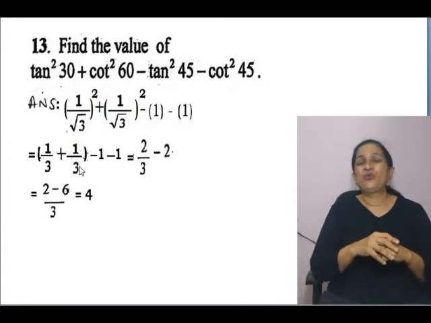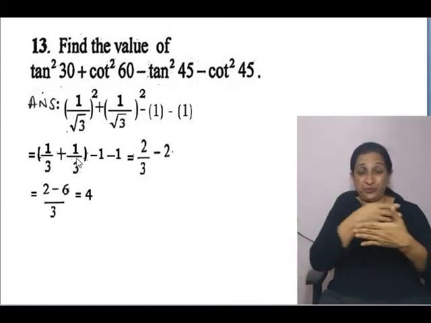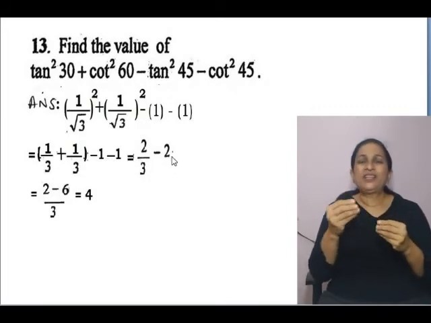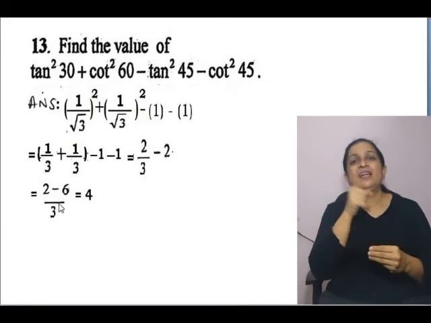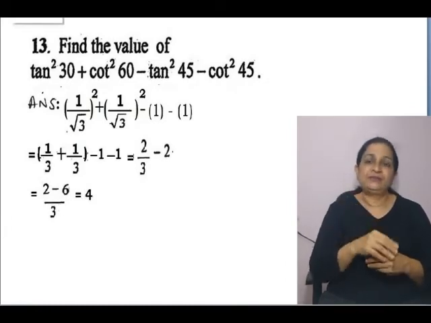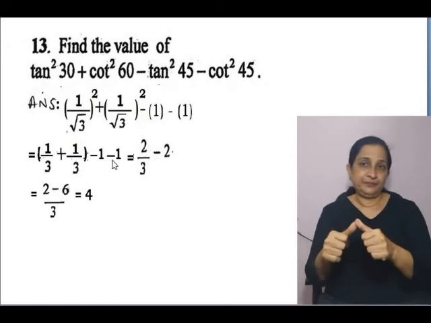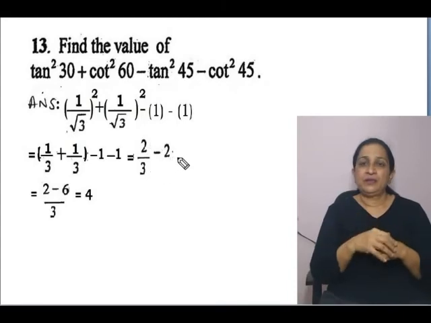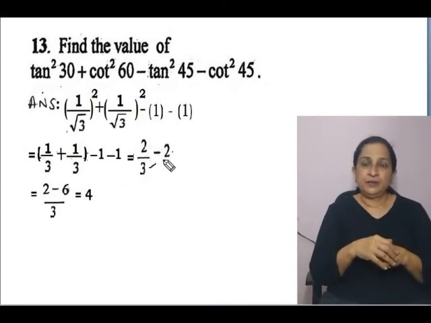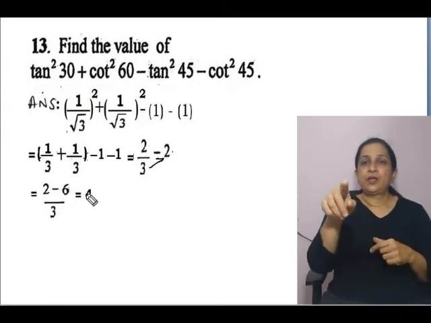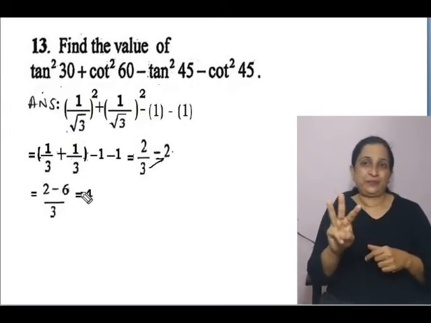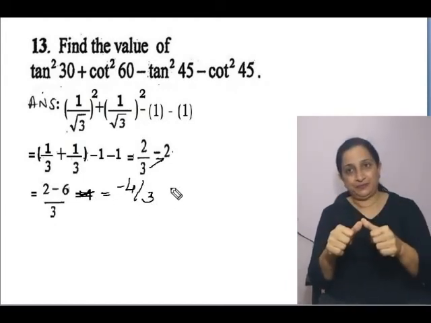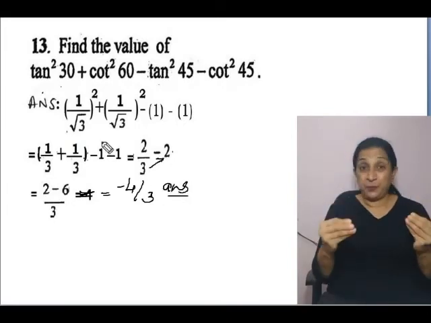so it becomes 1 over 3 plus 1 over 3, and then minus 1 minus 1, that is 2 upon 3 minus 2, so this is the value. If you simplify this, what you will get is 2 by 3 minus 2, so if you take it on the top, it is 2 minus 6 upon 3, so it becomes minus 4 by 3. This value becomes minus 4 by 3. This is the answer.